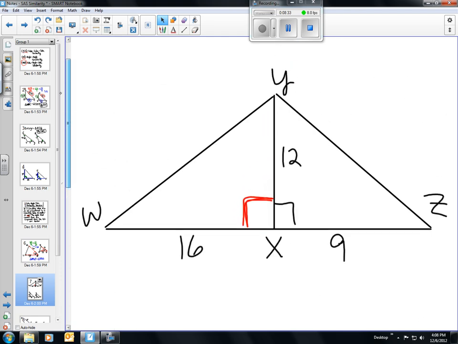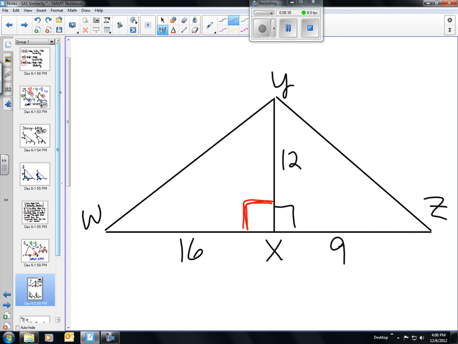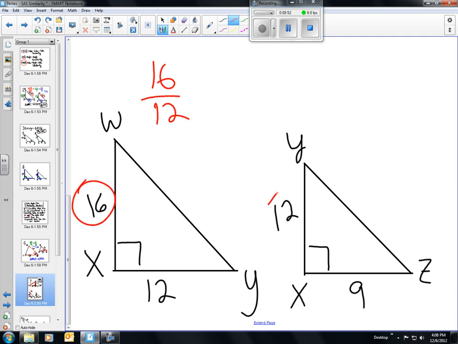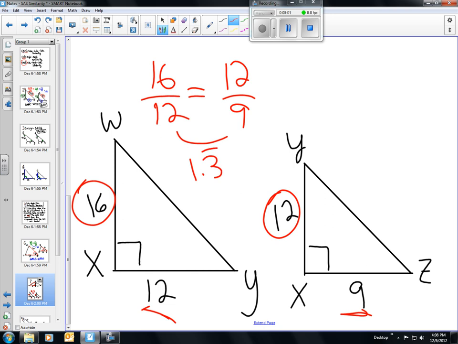So go back to the diagram. Turn this triangle here. You want to turn it 90 degrees to the right. And that will give you this triangle down here with the W. And so now SAS says that we can do this. 16 over 12, so that would be this to this, is equal to 12 over 9. So this to this. And again, those both come out to be 1.3 repeating. So based on SAS there, we could say that these two triangles are, in fact, similar.